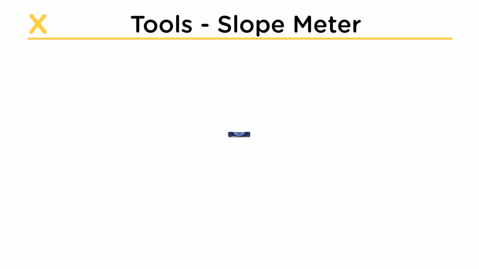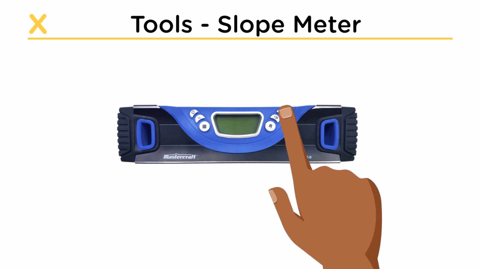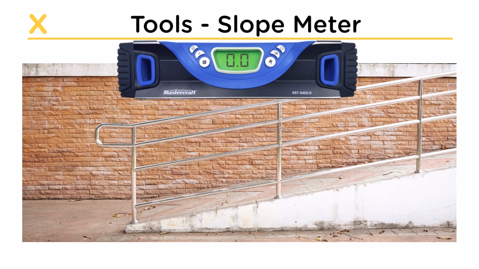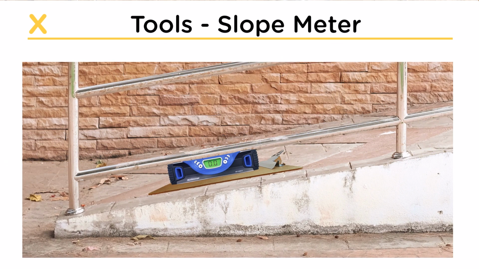The next tool is a slope meter, used to measure the angle of a slope or ramp. To turn the slope meter on or off, press and hold the power button for a few seconds. To take a measurement, lay a clipboard on the slope to provide an even surface, and set the meter down on top of it, in line with the slope. The readout, expressed in degrees, will automatically appear.